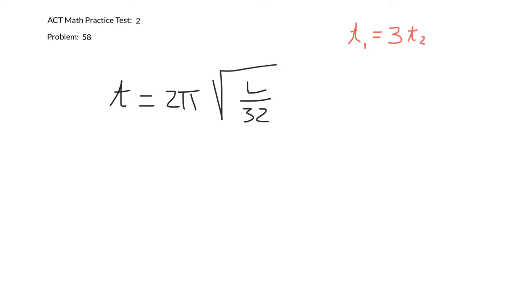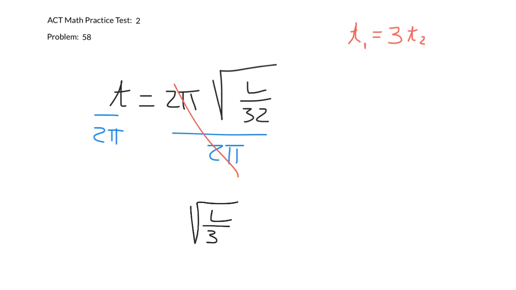Now, the way to do that is to recognize that we want to solve for L, so let's at least get this square root by itself. So we got to get rid of the 2 pi. And the way to do that is to divide both sides by 2 pi. And as a result of that, of course, we can cancel these, and then we end up with radical L over 32 equals T over 2 pi. And don't freak out, this is just 6 point something approximately.